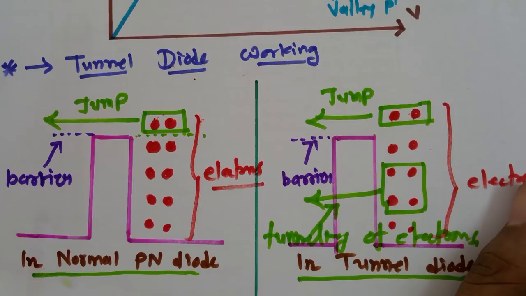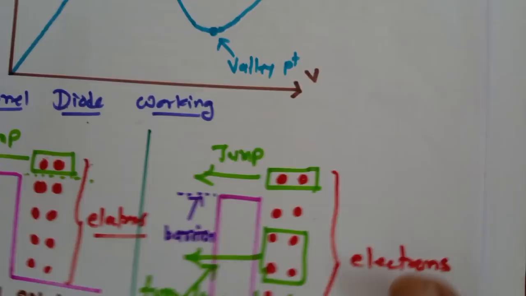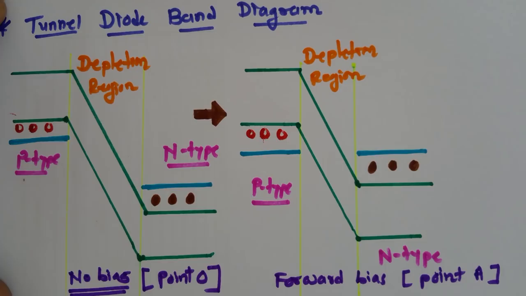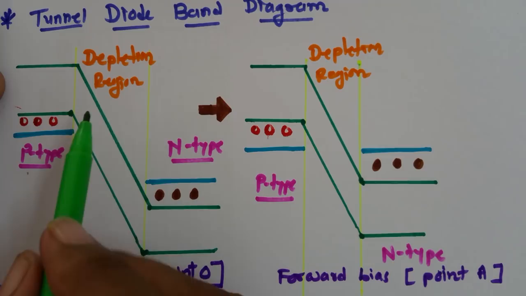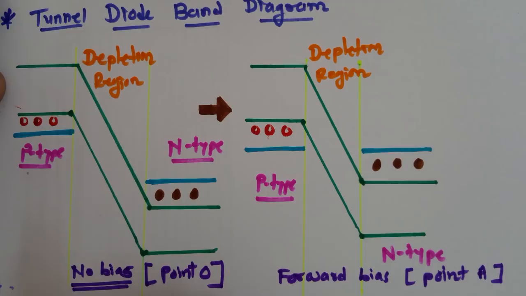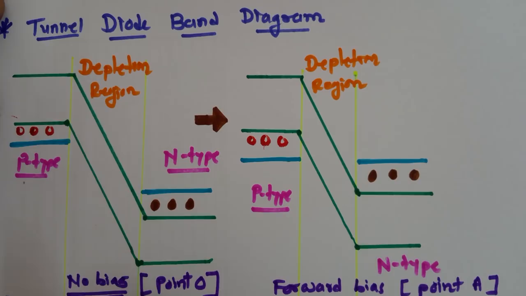Now let us try to understand what happens inside the tunnel diode with the energy band diagram, and with the energy band diagram I will explain what happens in the characteristics. So here we can see the tunnel diode. The tunnel diode is an extremely heavily doped diode, and its doping concentration is 1000 times greater than the doping concentration of a normal PN junction diode. So the depletion region is extremely narrow.